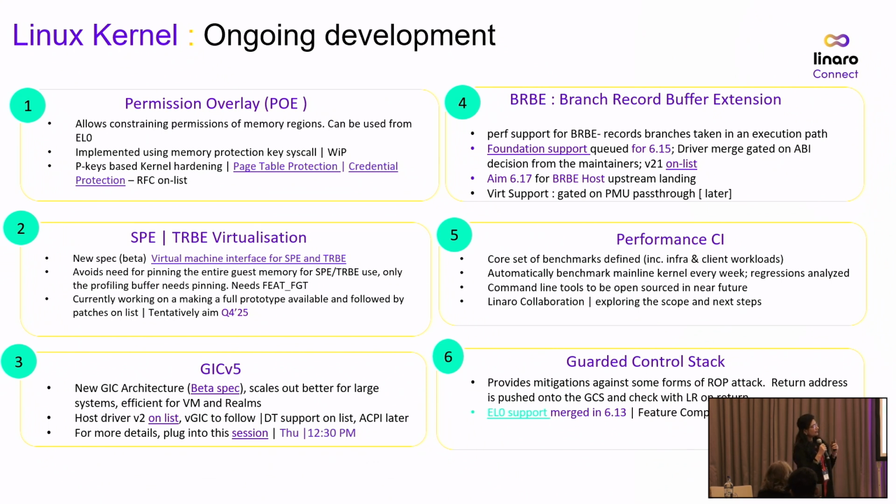Then there is one delta from last time which we have mentioned this time, which is performance CI. Internally in the ARM kernel team, we are running a set of benchmarks to monitor the kernel performance both in the infra and the client workload space. We also have an internal command line tool which we are using for this, and we intend to push it out in the public domain soon. Besides that, we are also collaborating with Linaro to explore the overlap and the next steps.